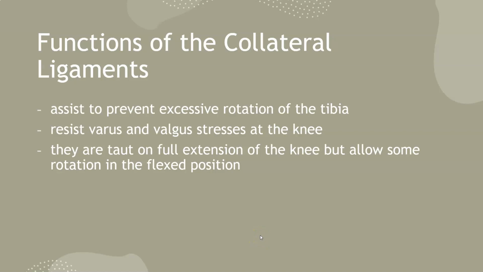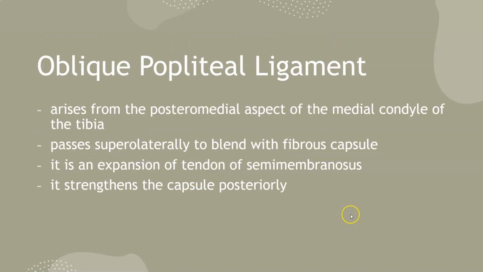They assist to prevent excessive rotation of the tibia, especially when the joint is in flexion. They also resist varus and valgus stresses at the knee. And I'm pretty sure you may have taken that. If not, you will be. Valgus is knock-kneed, so knees in towards each other. And then, of course, varus would be the exact opposite, with the legs wider apart at the knees. These ligaments do become very taut on full extension, but do allow some rotation in the flexed position. So they're not as taut when the knee is flexed, which therefore allows for it.